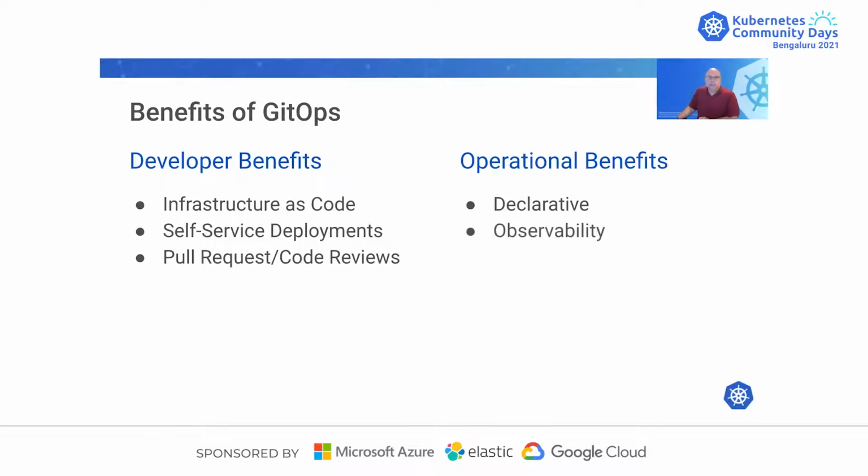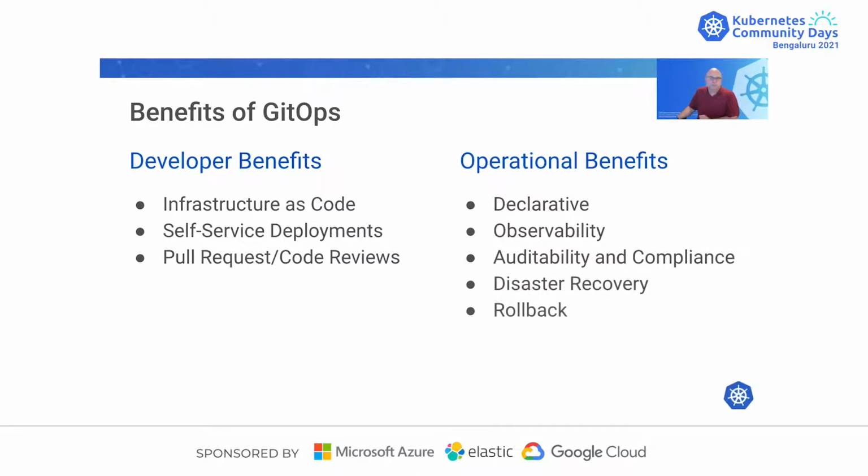Observability is the ability to examine and describe a system's current running state and be alerted when unexpected conditions occur. With GitOps, you can easily compare the desired state of the system stored in Git with the actual running state. Since with GitOps, all changes are revision controlled, auditability, compliance, disaster recovery, and rollback are all made much easier.